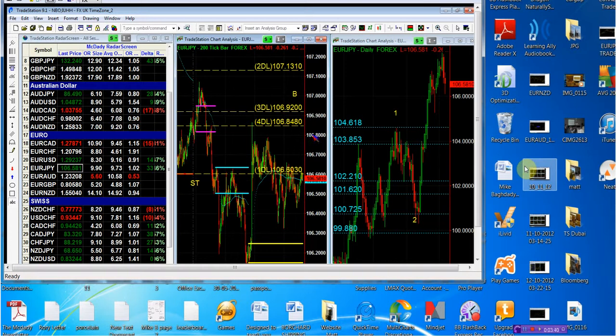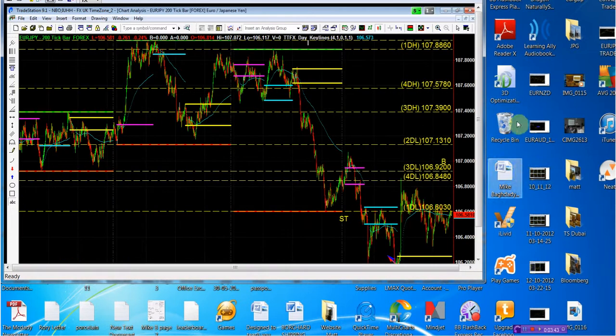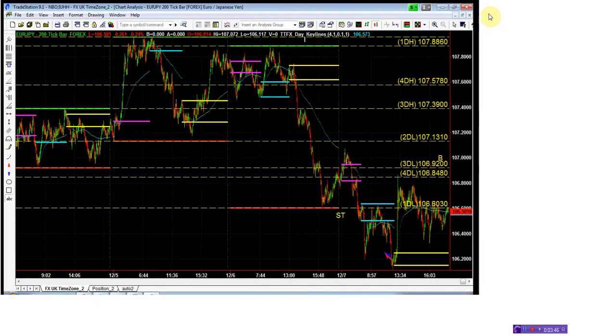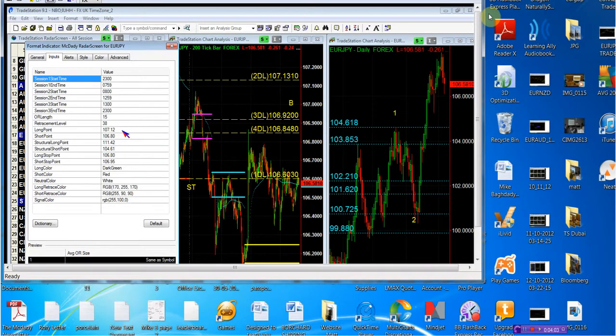On the short side, I'm going to take it short below the daily low, which is the 106.10. So we're going to go short below the 106.10. So for the Euro Yen, we're going to buy it above 106.92, and if we do buy it, our stop is going to be 106.58, and my structural long point remains the same, 111.42.